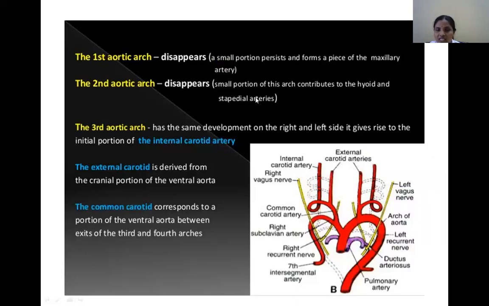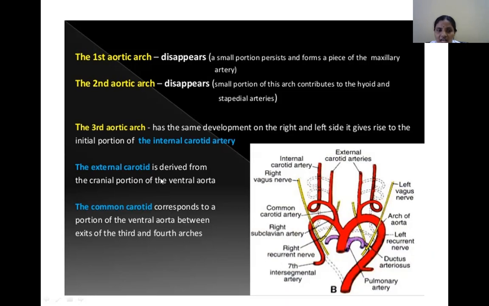Whereas the second aortic arch disappears mostly, but it gives a contribution to the branches to the hyoid and stapedial arteries. Whereas the third aortic arch is important. It is the same on both the right and left sides. It gives the initial portion of the internal carotid artery.